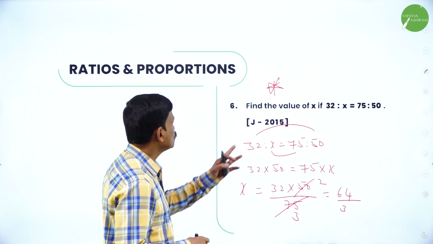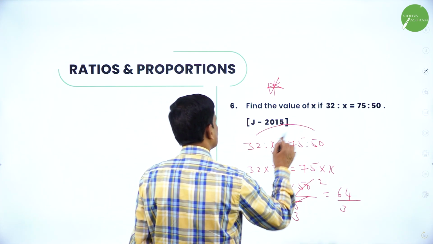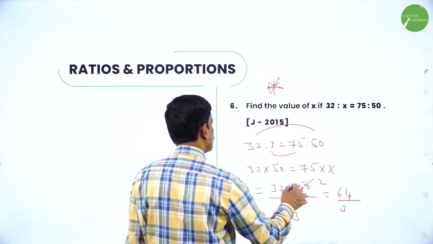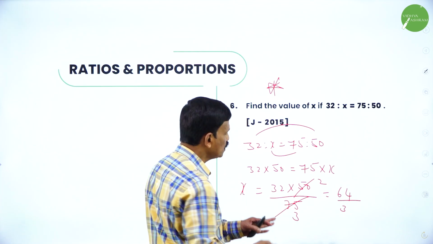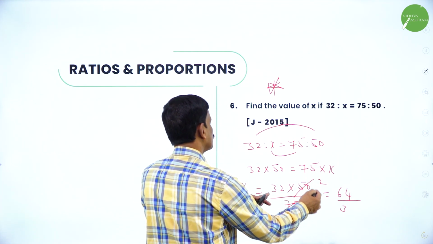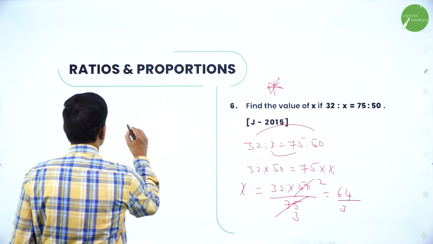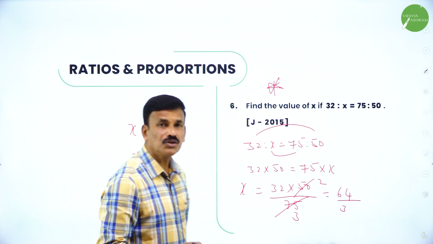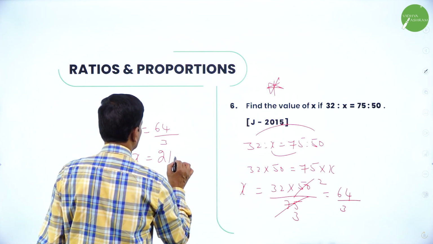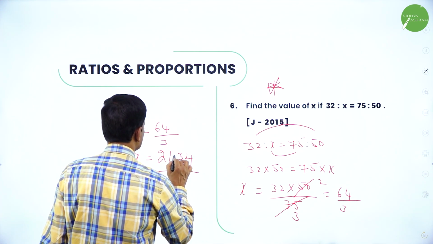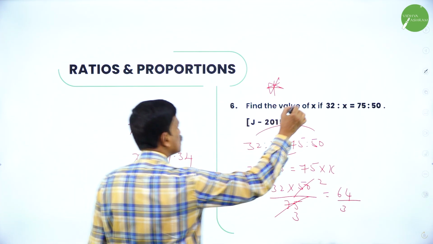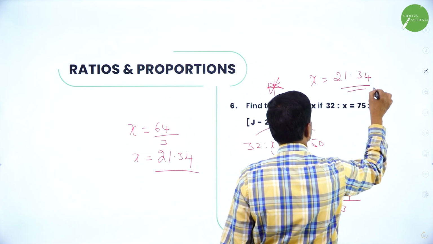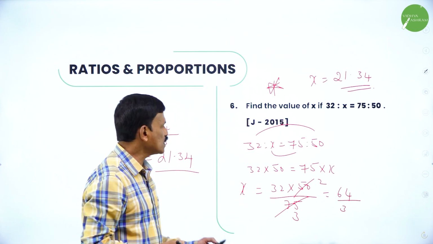Right. So to find the value of x, just multiply first and last, second and third. 32 into 50 is equal to 75 into x. Therefore x is equal to 32 into 50 divided by 75, divided by 25. 25 threes are 75, 25 twos are 50. 32 into 2 is 64 divided by 3. So x is equal to 64 divided by 3. Therefore this can be written as 21.34. That's it. Okay. Now move on to the next problem.